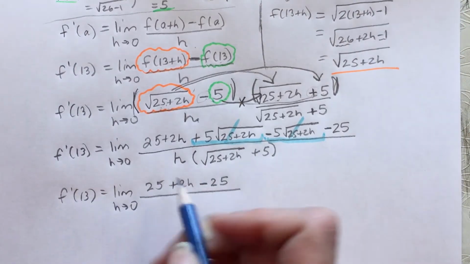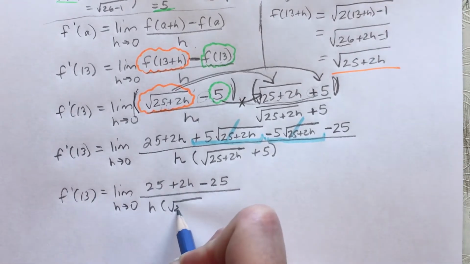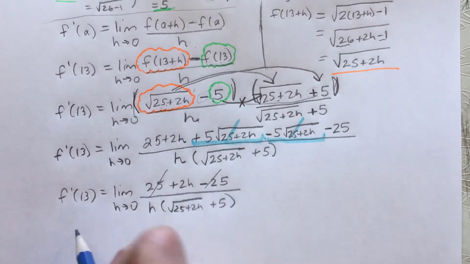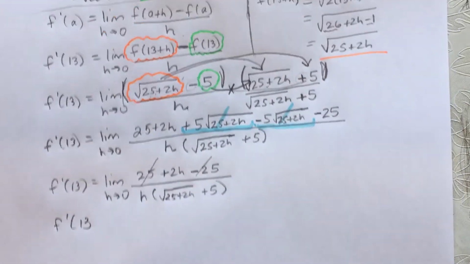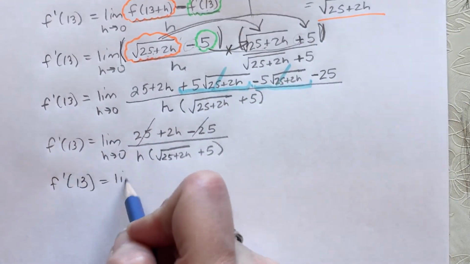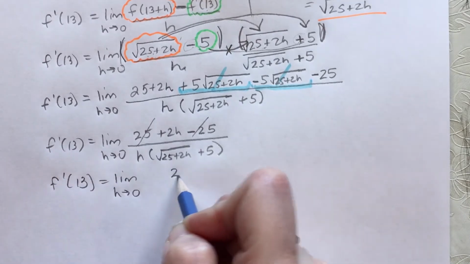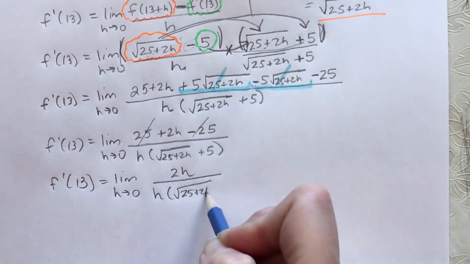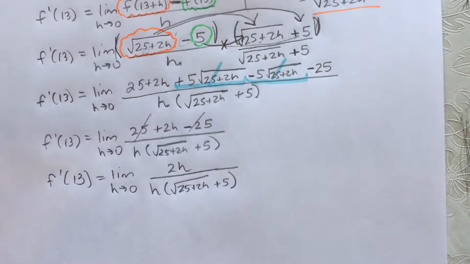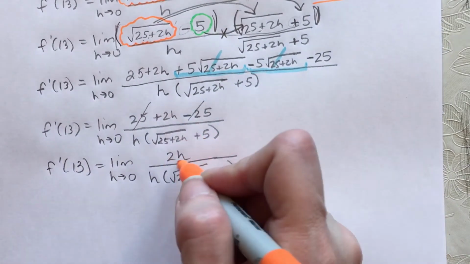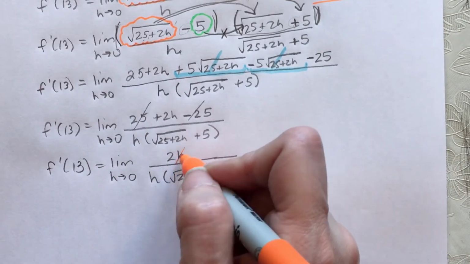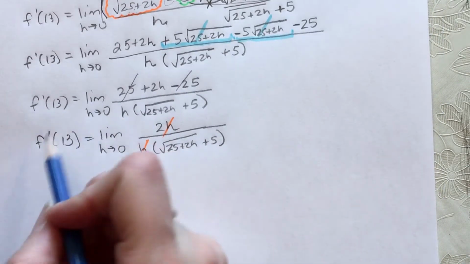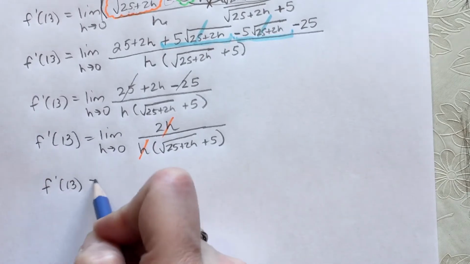And you can already see what's going to happen there. So all of a sudden the 25 minus 25 add up to 0. So we've got f prime at 13 is the limit as h approaches 0 of 2h over h times root of 25 plus 2h plus 5. And now these h's, so this is 2 times h and h times this thing, we can divide out those h's, which is great because that's our problematic h there that we wanted to divide out in the denominator there.